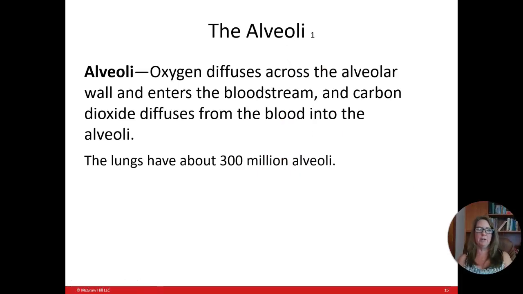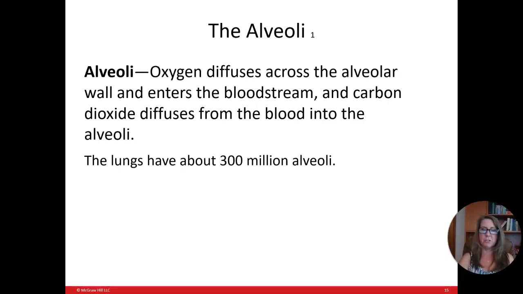All right, alveoli. The alveoli is a very thin membrane. And essentially what we have is oxygen diffusing across that wall or membrane. It's these concentration gradients, where it's high concentration on one side and low concentration on the other side, that's causing the gases to move in the directions that they're moving.